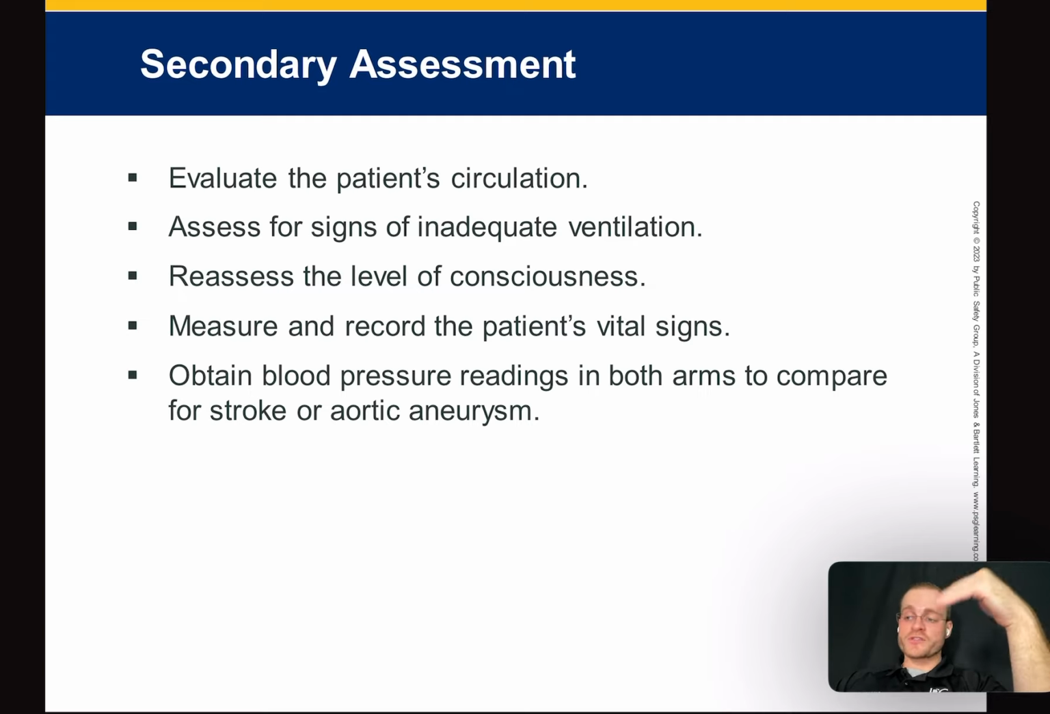We could look for their alertness. Do you know where you're at? Do you know what's going on? Where do you live? I hate this question, who's the president, right? You could do things like that. What's today's date, right? Measure and record the patient's vital signs and their mental status.